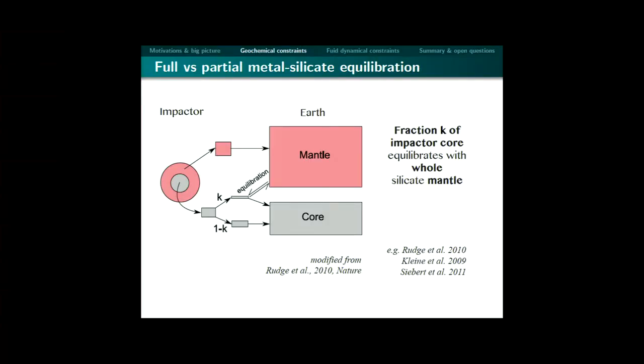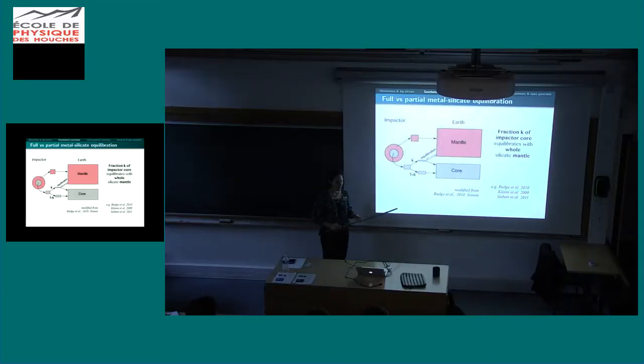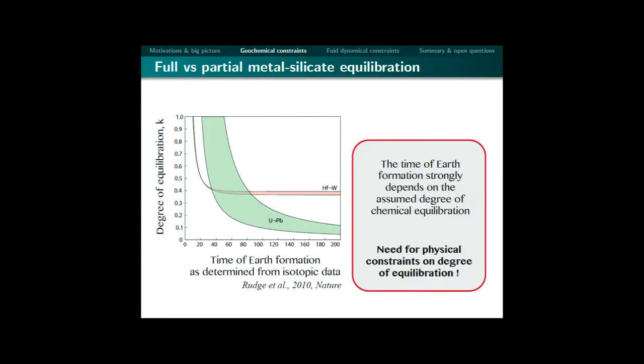One of the first papers that introduced this concept was Rubie et al. 2010, where basically they assumed that the Earth was formed from impactors that were differentiated. The mantle of the impactor merged with the Earth, but of the core of the impactor, only a fraction k equilibrates with the mantle, and the fraction 1 minus k merges directly with the core. And so if you do that, now you add a degree of freedom.